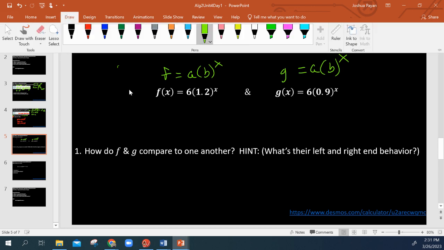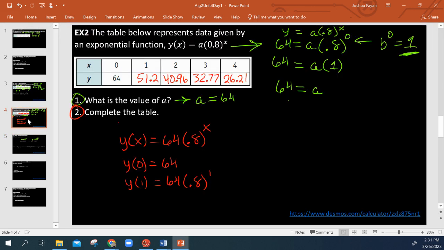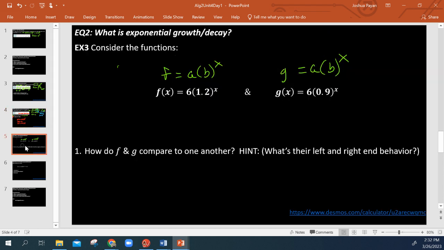Okay, but there's a key difference here, and we hit on this previously in the last video when we talked about this right here and this right here. Okay, in the last video, I told you this 0.8 was decay because b is less than 1. Okay, and here we see something very similar. Okay, 0.9 is in fact less than 1, so that means this function will exhibit exponential decay.